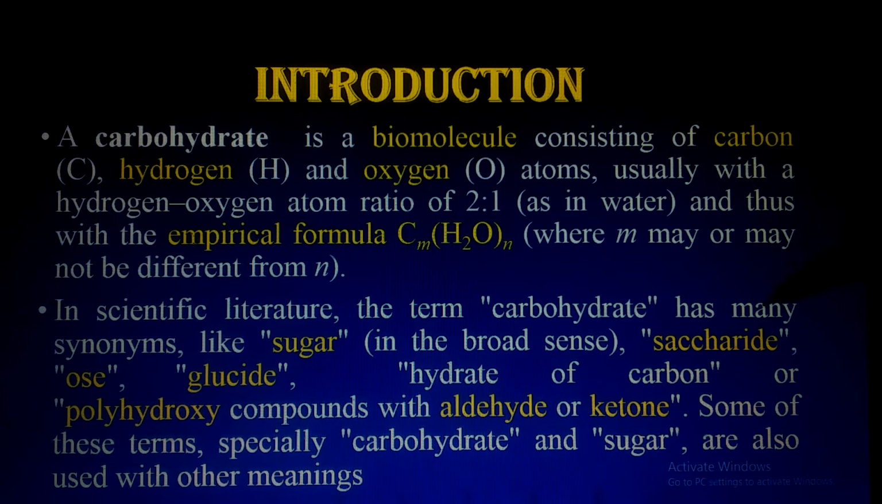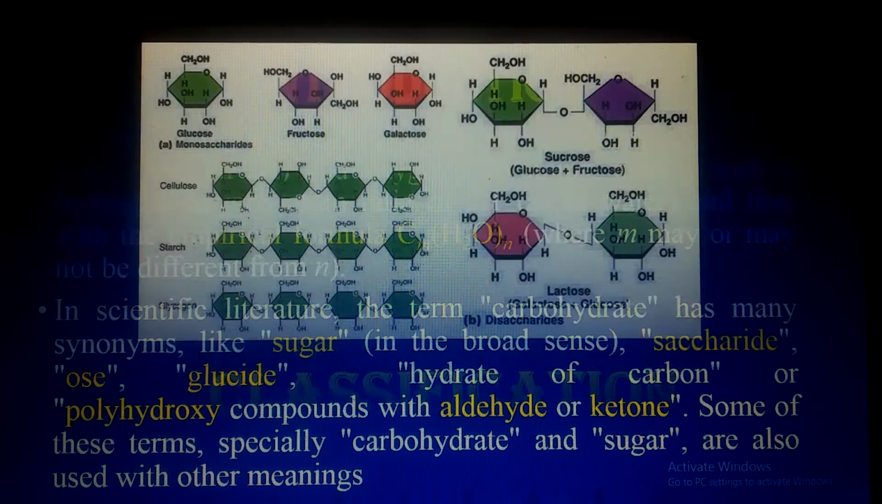In scientific literature, the term carbohydrate has many synonyms like sugars, saccharides, saccharose, glucide. Hydrates of carbon are polyhydroxy compounds with aldehyde and ketone groups. Some of these terms, especially carbohydrate and sugars, are also used with other meanings. Is it clear? This is a little bit of information, or introduction, to carbohydrates basically.